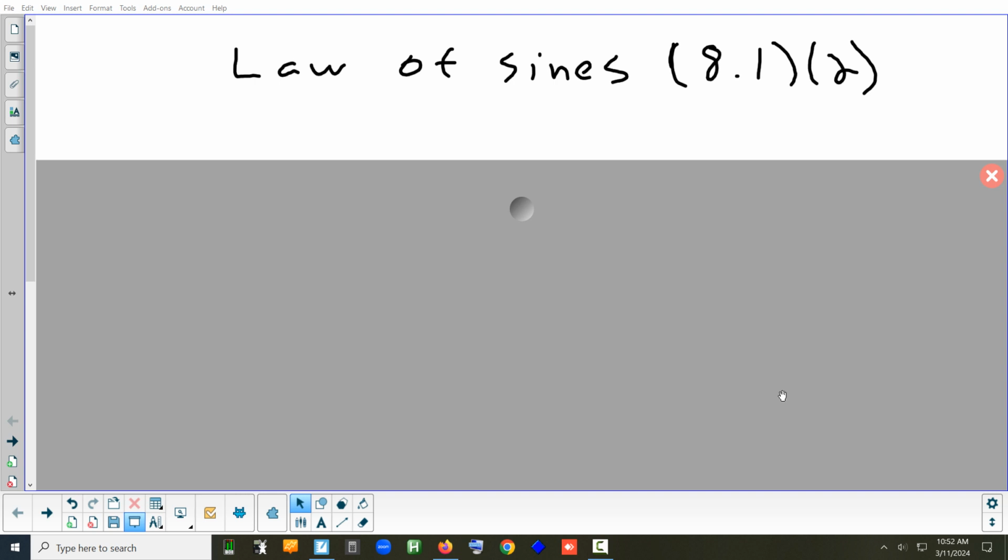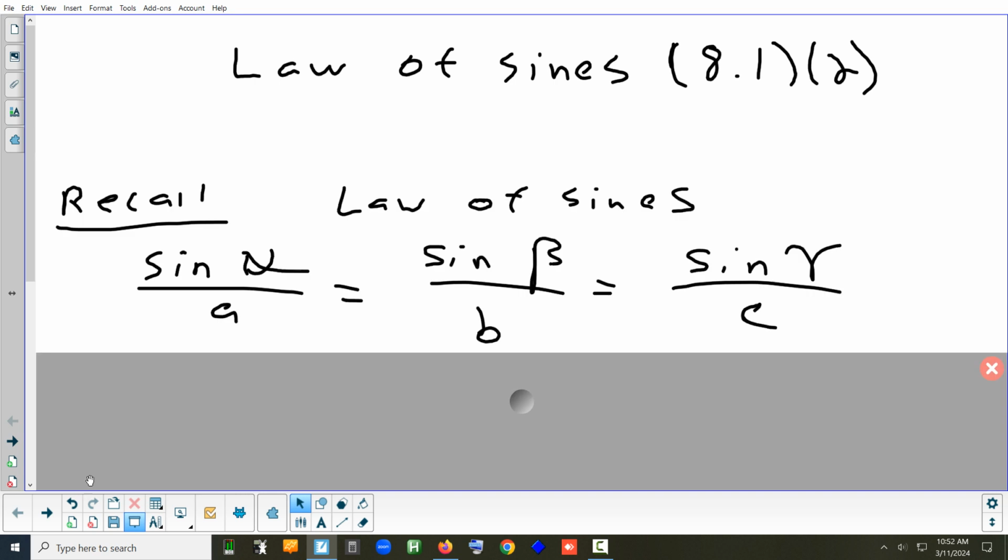So I'm going to start with looking at 8.1 part 2. Okay, just a reminder about what the law of sines is. So remember, it's 3 fractions. And you only use how many fractions at a time? Yeah, only 2. First 2, last 2, or the first one and the last one. And every problem with law of sines basically comes down to a proportion that you have to solve.